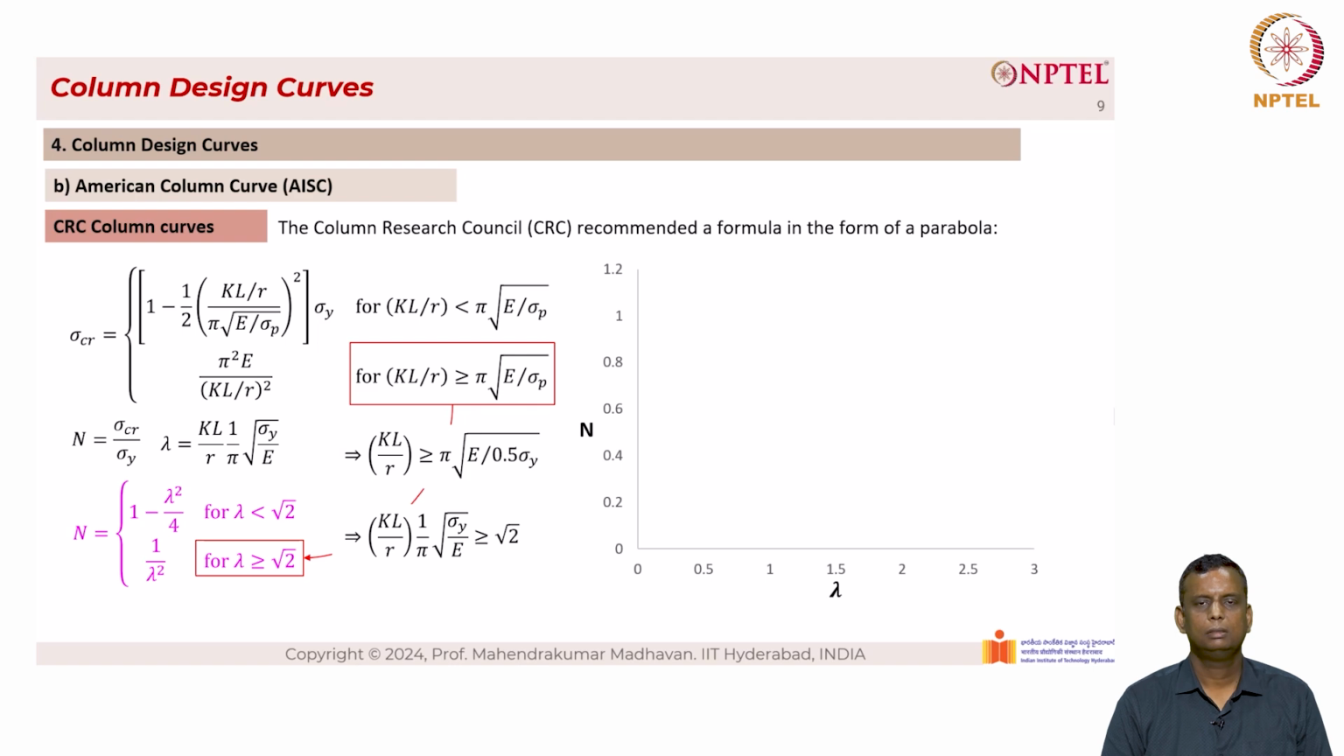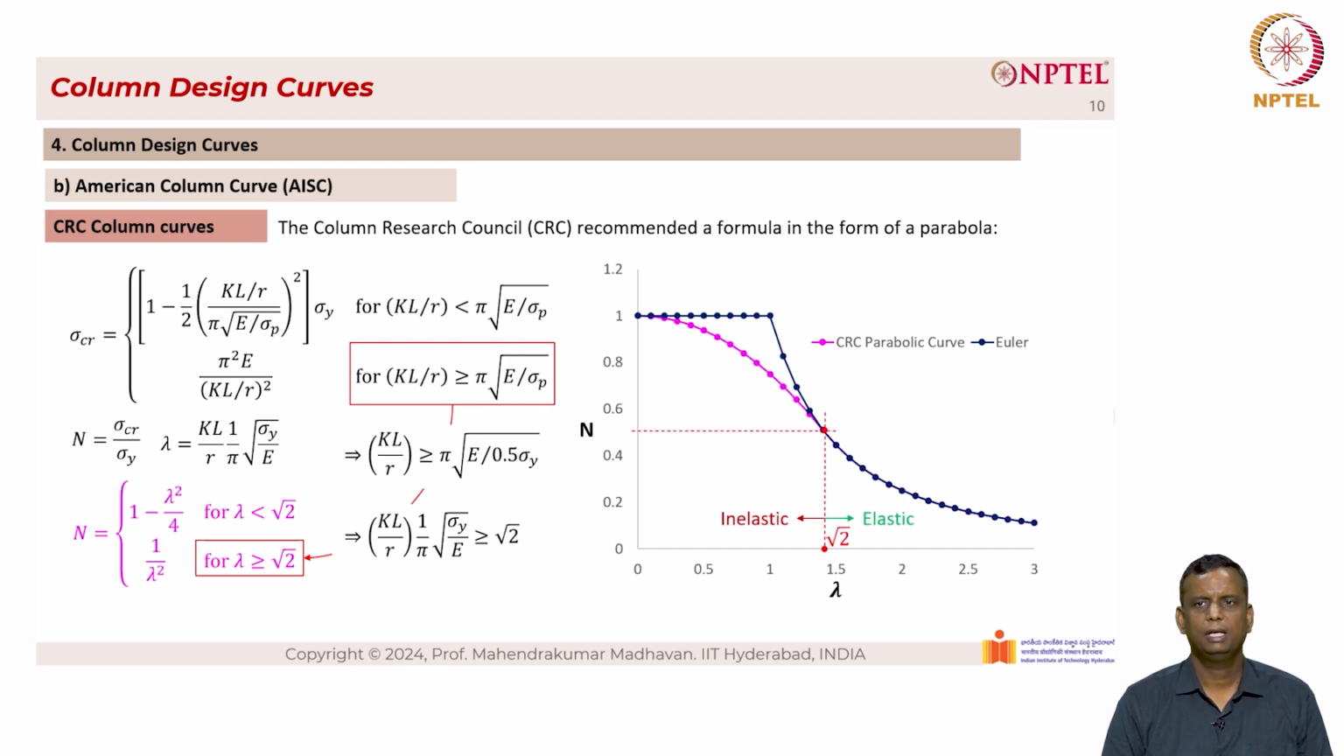When we plot n versus lambda, we have the CRC parabolic curve, which is shown in the pink color here, and the one that is in the dark blue is the Euler curve. So the cutoff point here is root 2. To the right of it is elastic and to the left of it is inelastic.